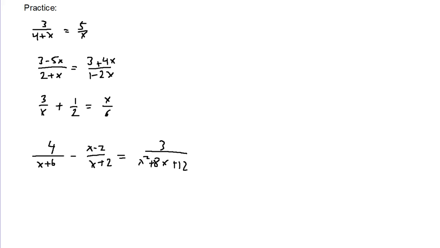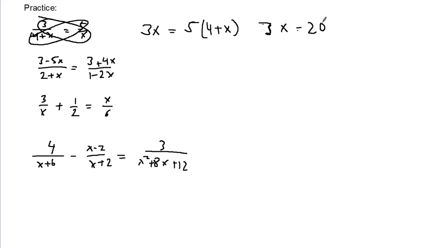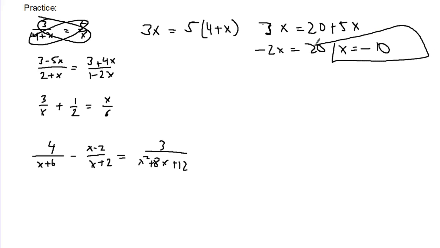Okay, let's do some practice. 3 over 4 plus x equals 5 over x. Simple. We can just cross multiply. We will get 3x equals 5 times 4 plus x, which is 3x equals 20 plus 5x. So negative 2x is equal to 20. X is equal to negative 10. If you put negative 10 in either of these fractions, they don't give you 0. So it's a valid solution. Second one, cross multiply, same thing.